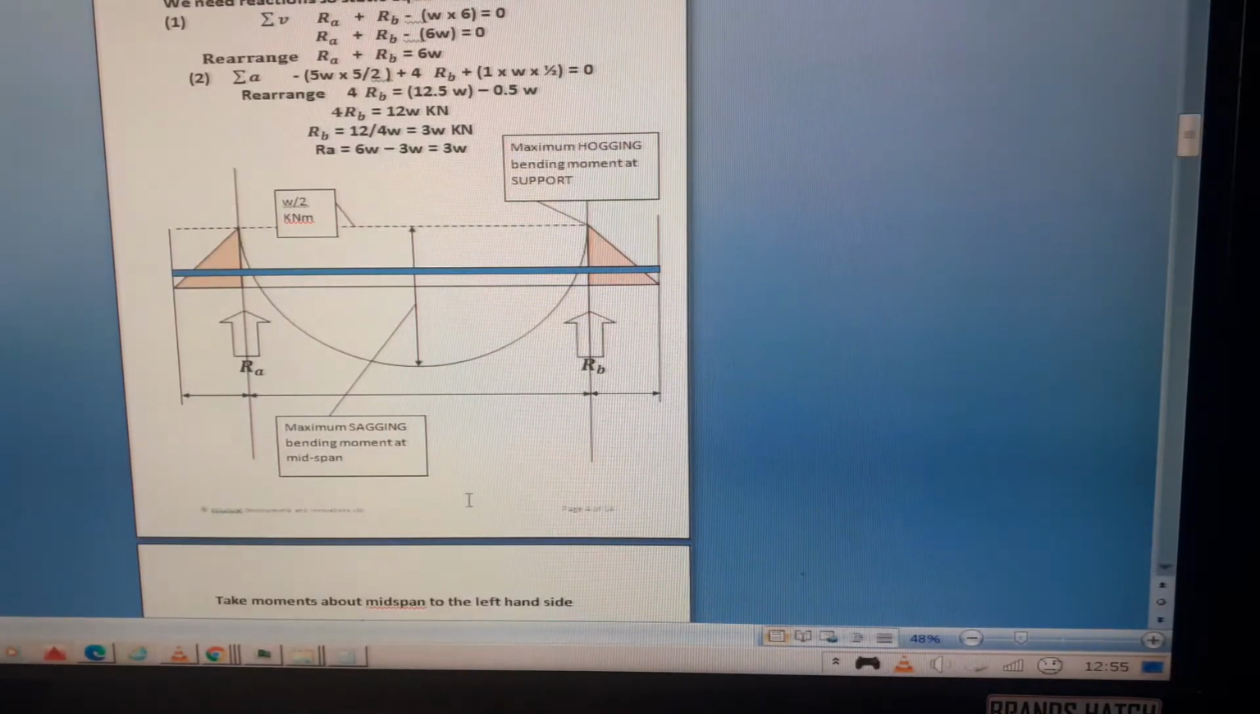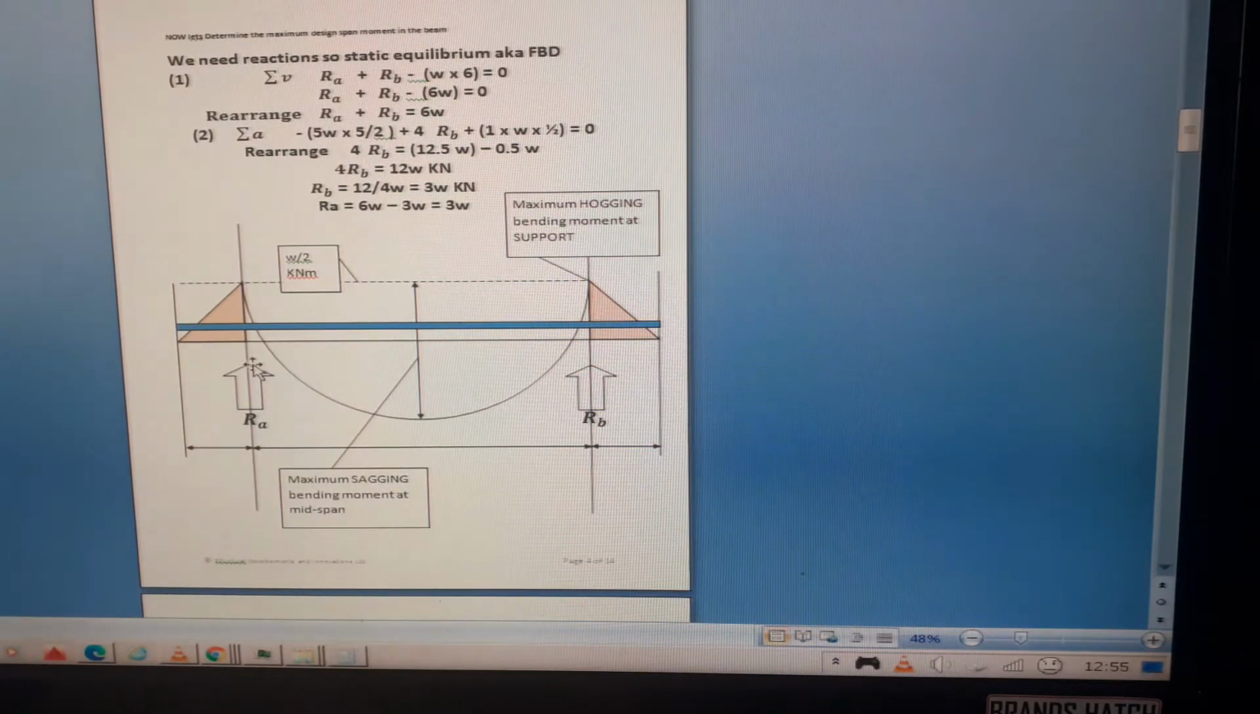So we got to this point where we had found the reactions RA and RB. RA equals 3W, RB equals 3W. That's obvious really when you think about it because of the symmetry of the beam. The internal span is 4 meters plus 1 meter on each end, so the total length is 6W. So RA, I did moments about A in the last video.